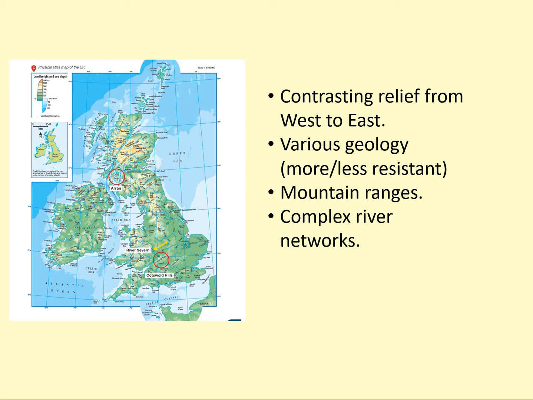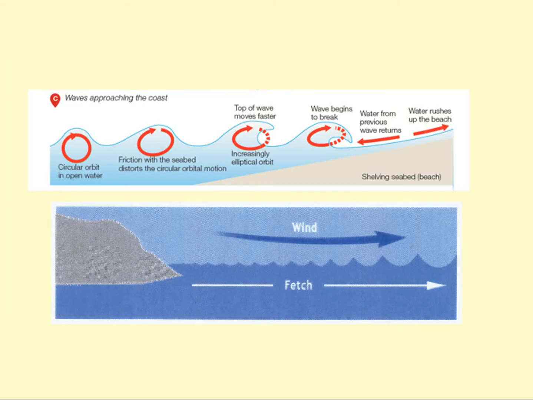And then obviously you can see the lighter green areas, which are the flatter areas, which must have a less resistant geology to erosion, so highly eroded. In fact, you've got the fens that actually sit below sea level, so often get flooded. So wow, what a country we have, what an island we have. Complex river systems and networks, mountain ranges. So we'll move on to the next area, which is waves.